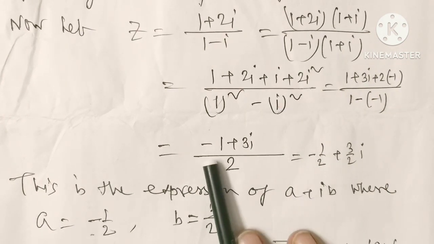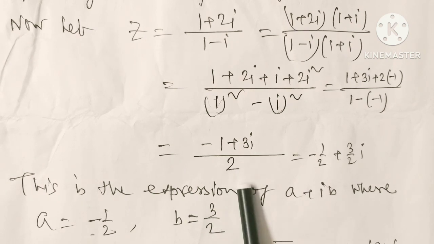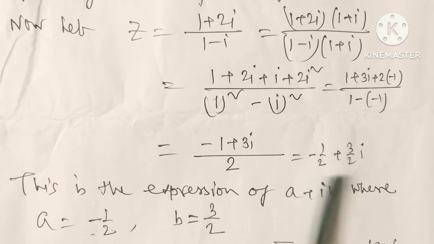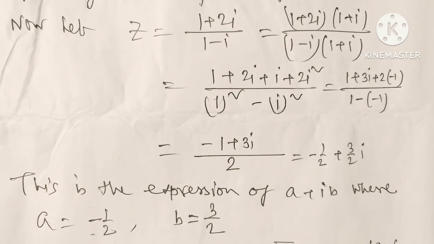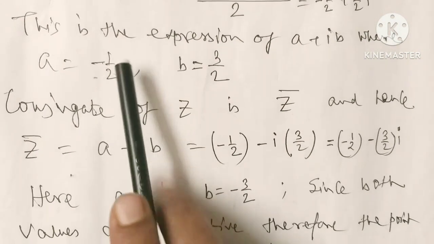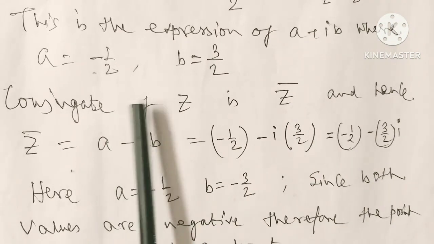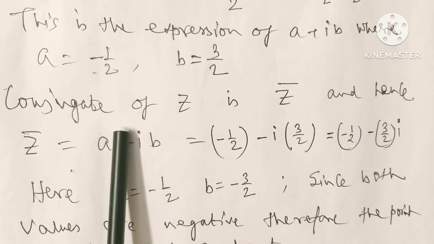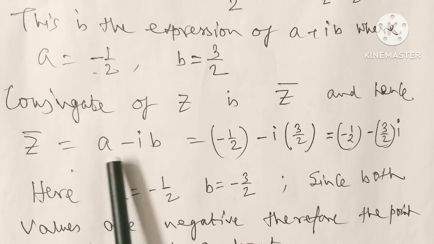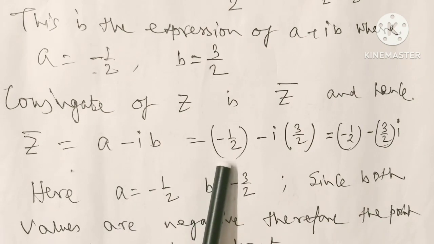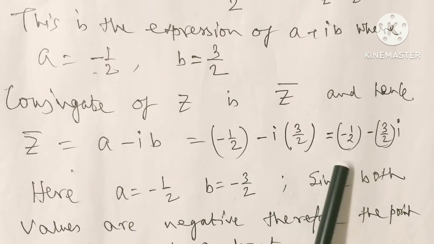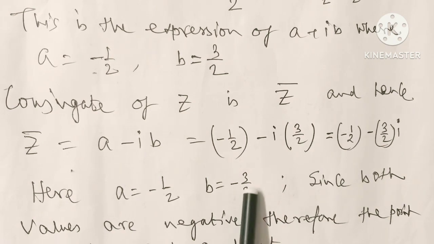We get by simplification minus 1 plus 3i by 2, that is minus 1 by 2 plus 3 by 2 i. This is the expression of a plus ib, where a equals minus half, b equals 3 by 2. This is the z expression. Now we have to find the conjugate of z. Conjugate of z is z bar, and hence z bar equals a minus ib, that is minus half minus i 3 by 2, so a equals minus half and b equals minus 3 by 2.